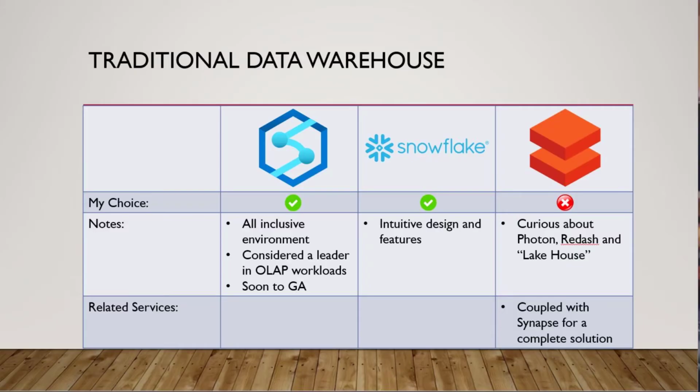The Photon engine coupled with the Delta Lake creates this Delta Lake House architecture, which is interesting, but a lot of it is still in the early phases of preview, and we won't see a complete picture until probably the middle of next year. So from a pure data warehousing perspective, it's probably not strongest in Databricks at this time, but it'll be interesting to see what happens as it evolves over time with the Delta Lake and the Photon engine coming up to speed.